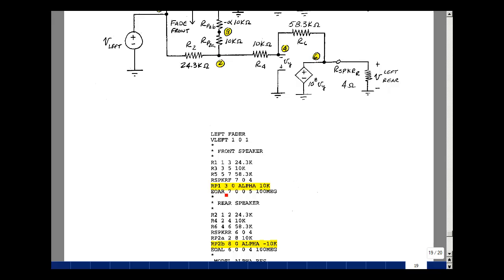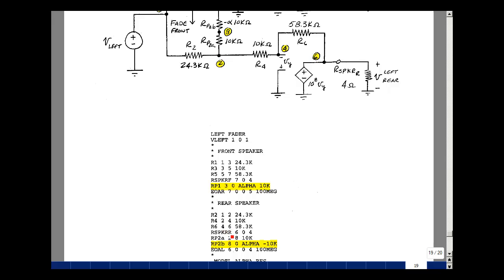I'm going to model this pot, which is between nodes 3 and 0, but now as a variable resistor. I'm going to call the value of the resistor here alpha, because in Spice I'm going to be multiplying this by R, so I'm kind of playing a little game with the symbols here. I'm going to set alpha equal to 10K, and I'm going to multiply it by a number roughly between 0 and 1, or as close as I can get. My voltage-controlled voltage source is between nodes 7 and ground, and it's sensing from 0 to 5, and I gave it a gain of 10 to the 8th or 100 meg.